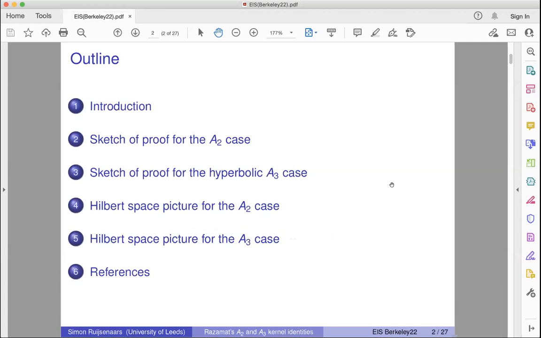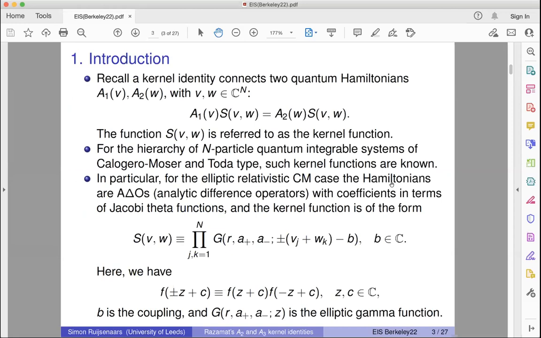So here's the outline. It's kind of straightforward. I'll have a rather long introduction, and then I sketch the proof for the two cases involved. And then I come to a conjectured way of understanding these kernel identities in terms of Hilbert space. Okay, there we go. So, of course, Hjalmar has already mentioned kernel identities.